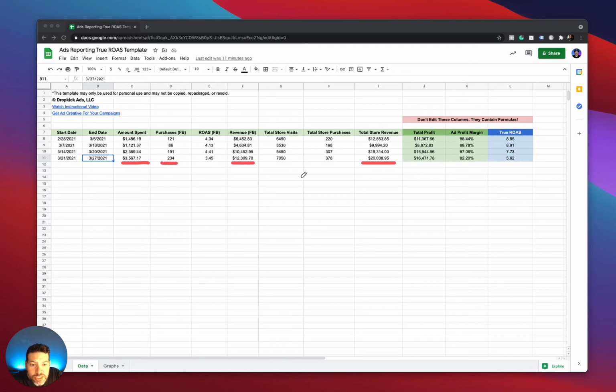The purchases are going up, but this ad profit margin is remaining roughly the same. So what that tells you as a marketer is that you're increasing ad spend, but your profit margin is staying the same. That means you're having sustainable growth. That's good. And then finally, you'll see here the true return on ad spend.